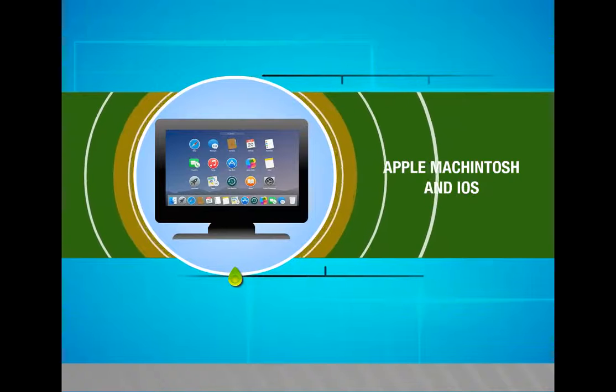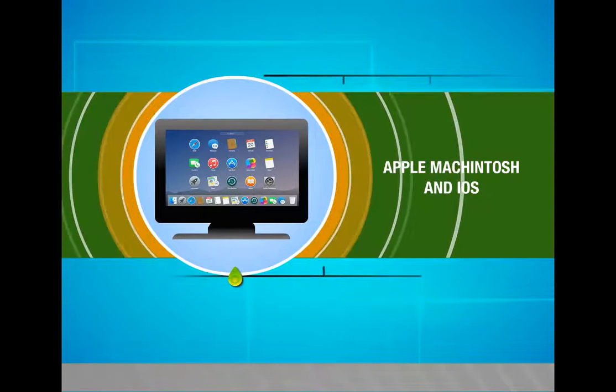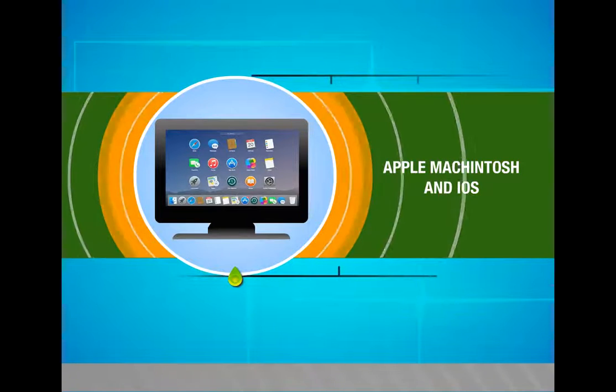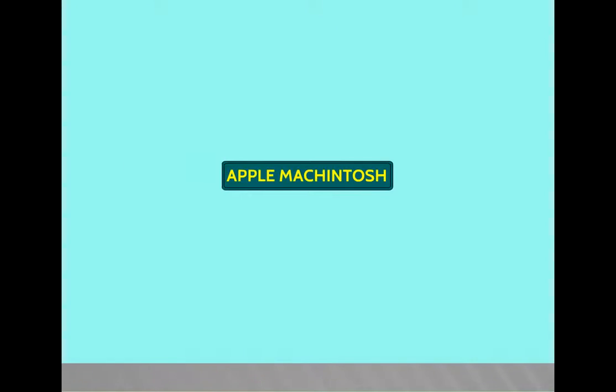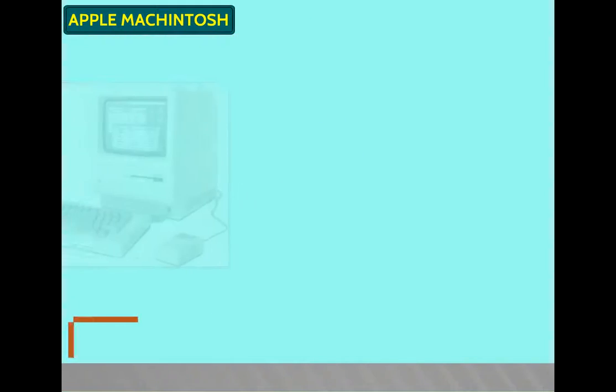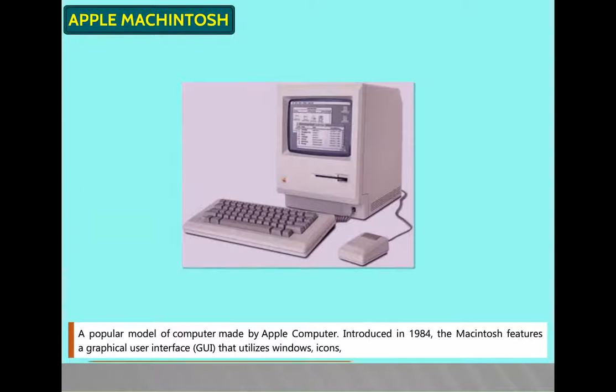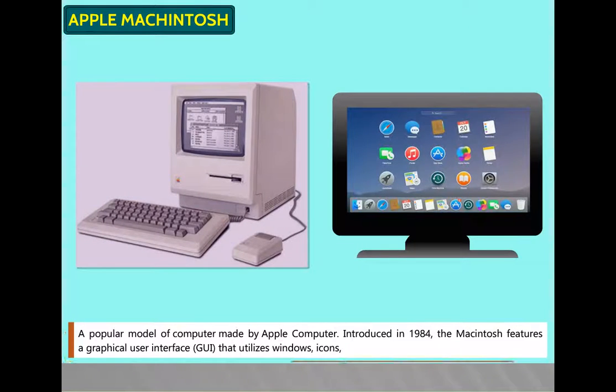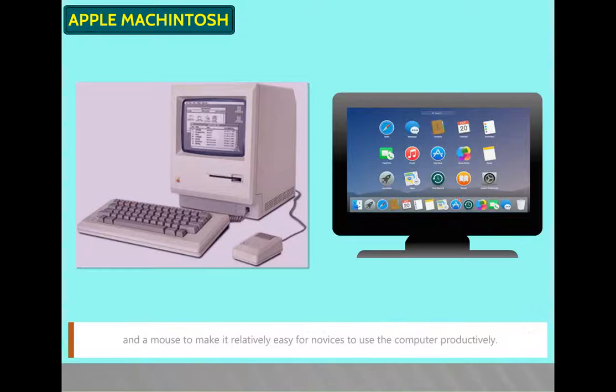Apple Macintosh and iOS. In this video, we are going to see about Apple Macintosh and iOS. Apple Macintosh. A popular model of computer made by Apple Computer. Introduced in 1984, the Macintosh features a graphical user interface, that is GUI, that utilizes windows, icons, and a mouse to make it relatively easy for novices to use the computer productively.